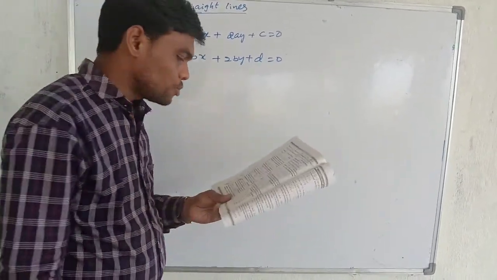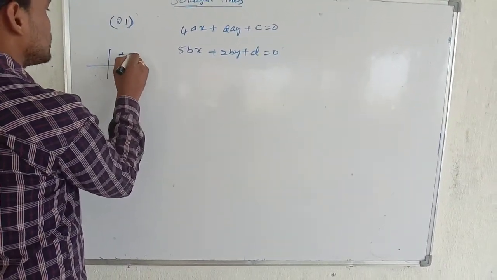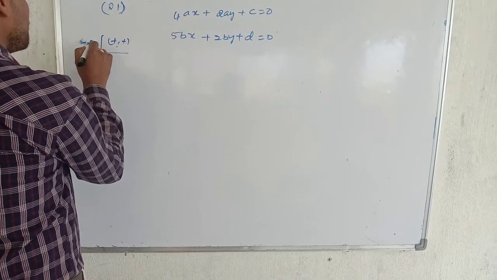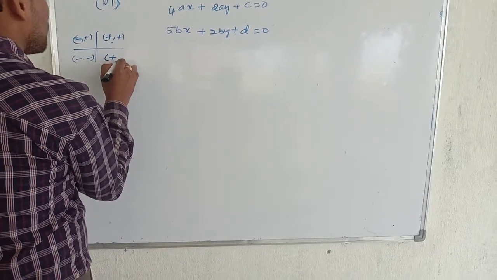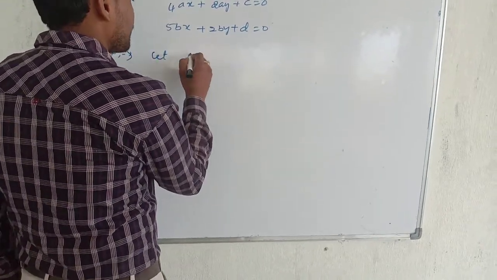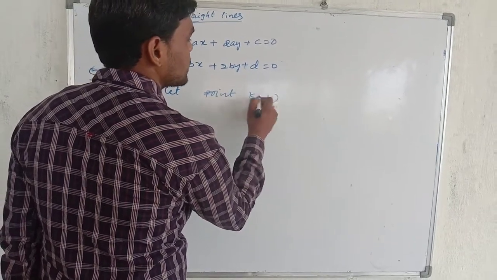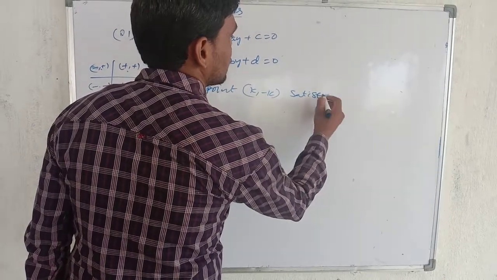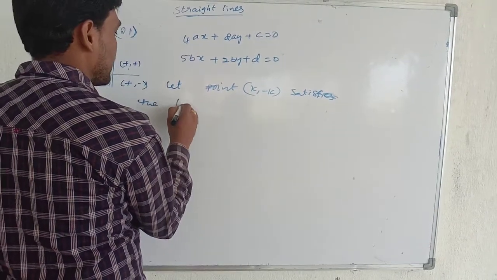Then now the fourth quadrant: this is the first, second, third and fourth quadrants. This is positive, positive; this is negative, positive; this is negative, negative; and this is positive, negative. This is the fourth quadrant. Let the point (k, minus k) satisfy the lines.